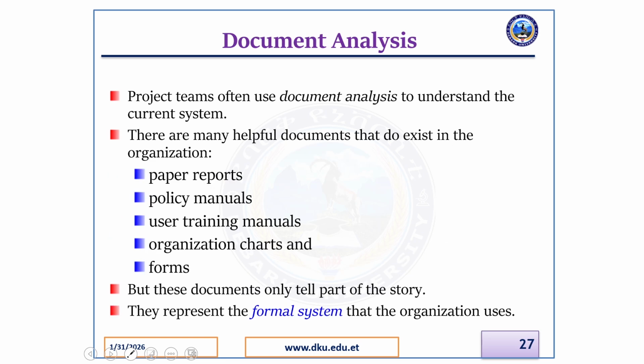The other important technique for gathering information is document analysis. Project teams often use document analysis to understand the current system. There are many helpful documents that exist in organizations: paper reports, policy manuals, user training manuals, organization charts, and forms. But those documents only tell part of the story. They represent the formal system that the organization uses.